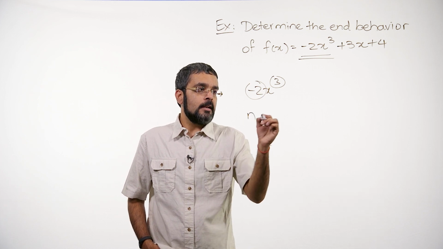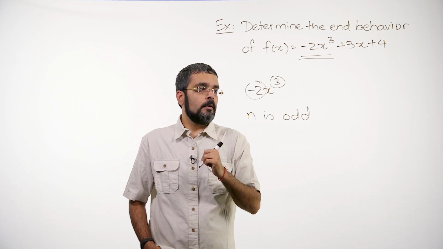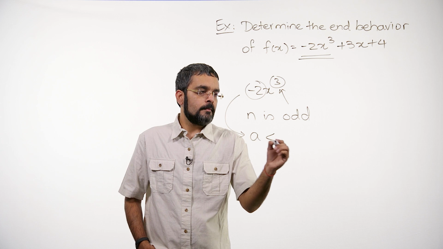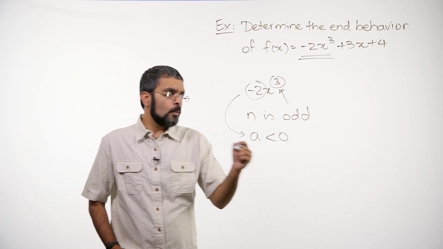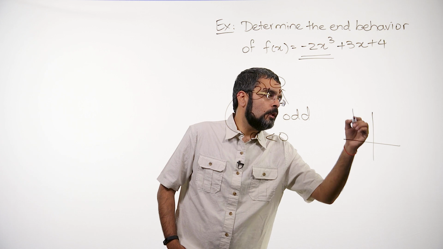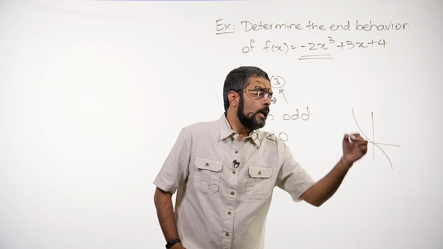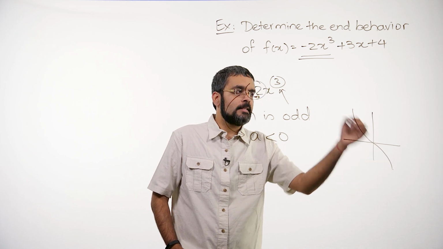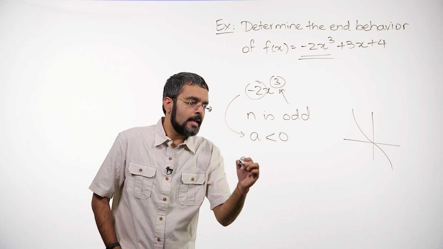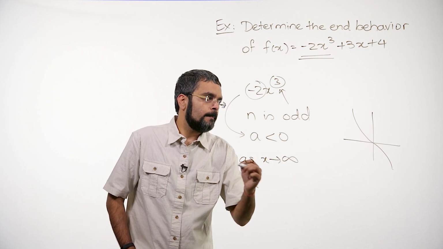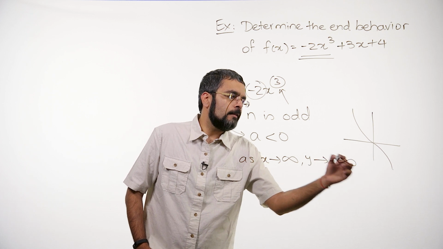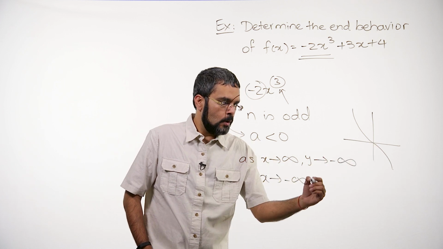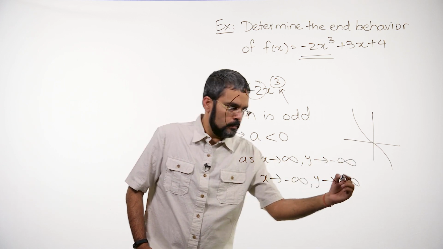The first thing I notice is n is odd, that is, it is 3. And the second thing I notice is a is negative, which means it's going to behave like negative x cubed. That's going to be this way. That's my end behavior. Down here in the middle the behavior might be different, but as I go towards infinity, these functions will behave in the same way. And so I know now that as x goes to infinity, y is going to go to negative infinity. And as x goes to negative infinity, that is in this direction, y is going to go to positive infinity.